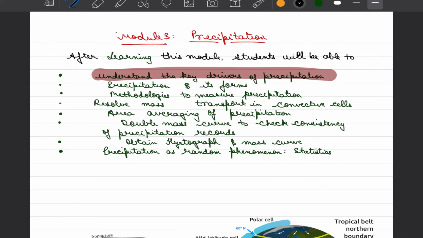Also, we will look into some numerical examples where we will resolve the transportation of moisture in convective cells and try to estimate how much energy would be released and how much water would precipitate. Also, we will measure the average of precipitation that has fallen over a given area.